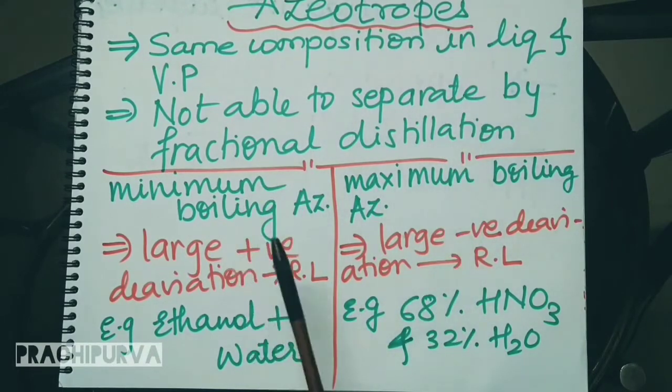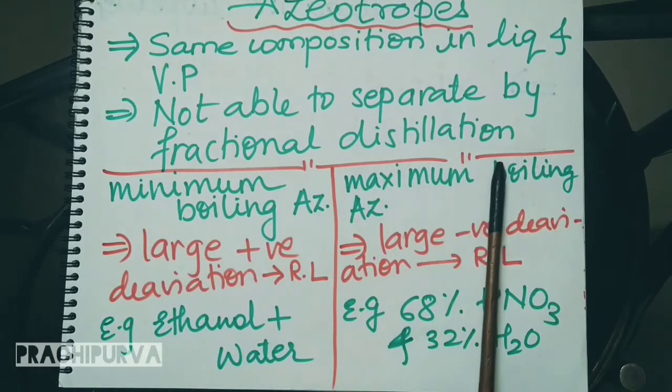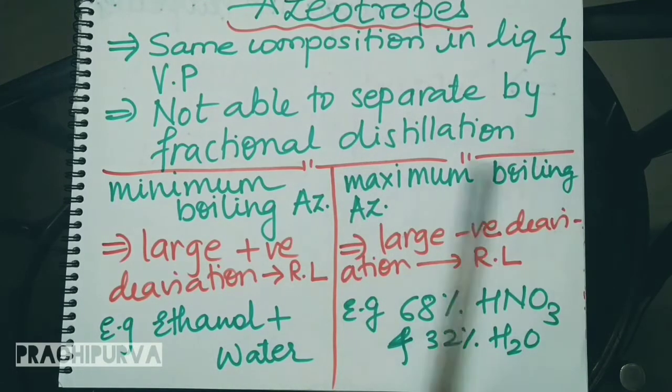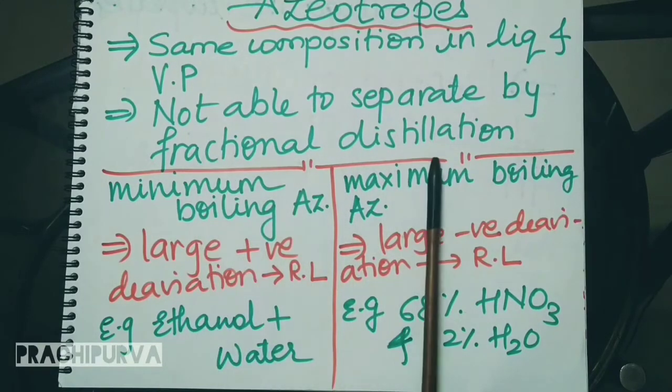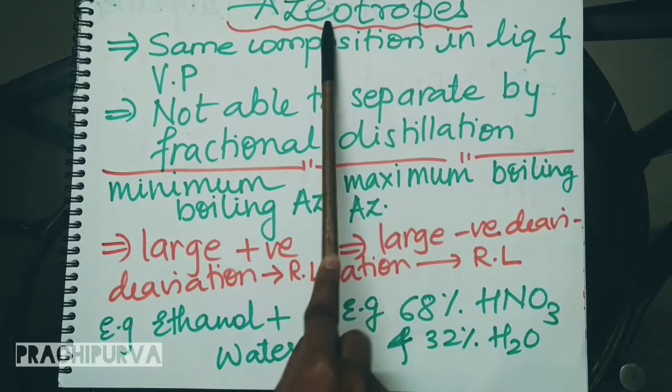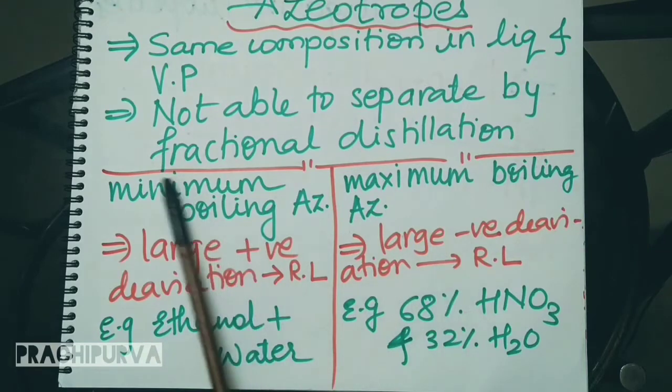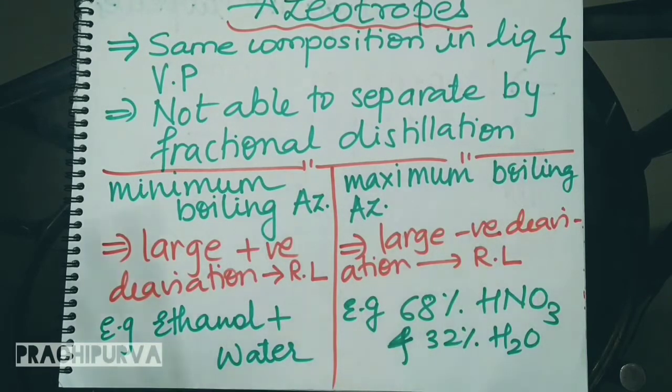Okay. And we can't separate those azeotropes by fractional distillation. We use that method when the difference in boiling point is small, so it is not easy to separate them by simple distillation. But azeotropes cannot be separated even by fractional distillation. Once they are formed, they are formed.